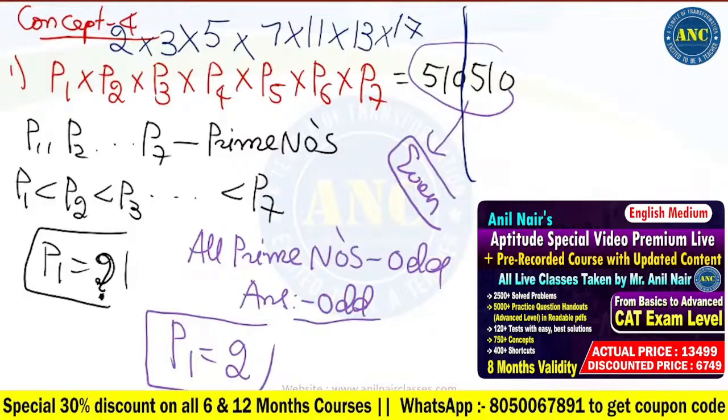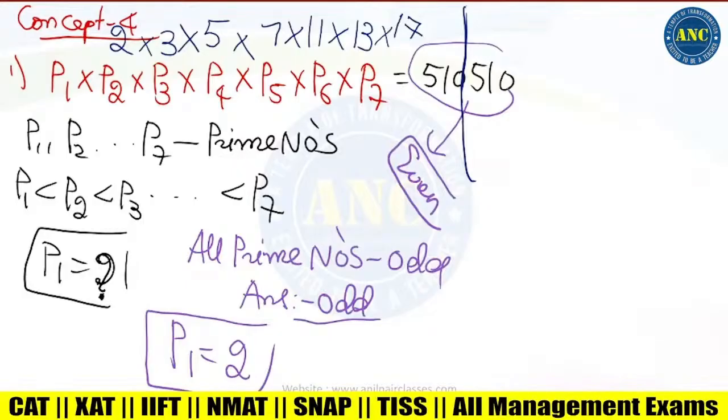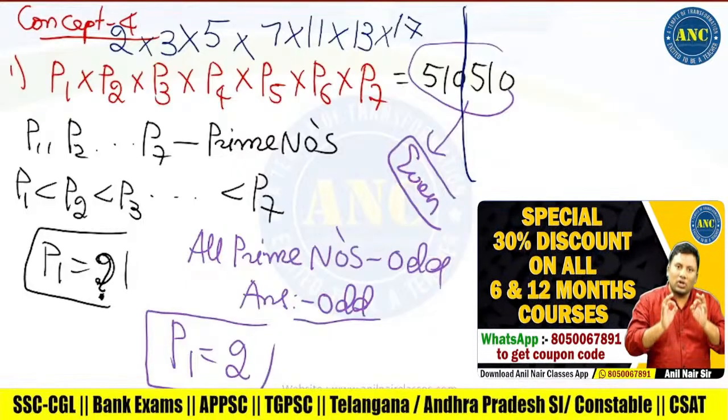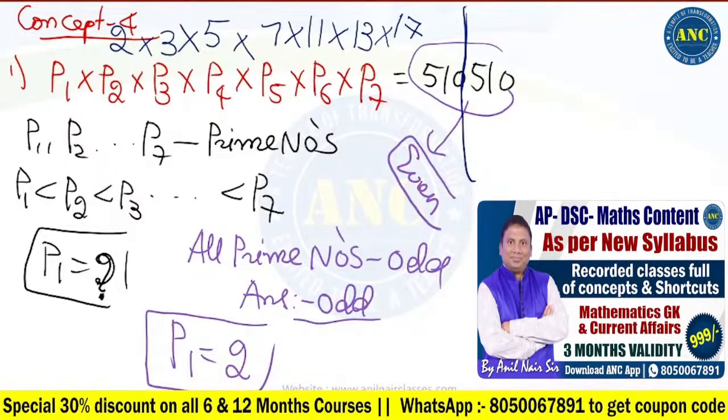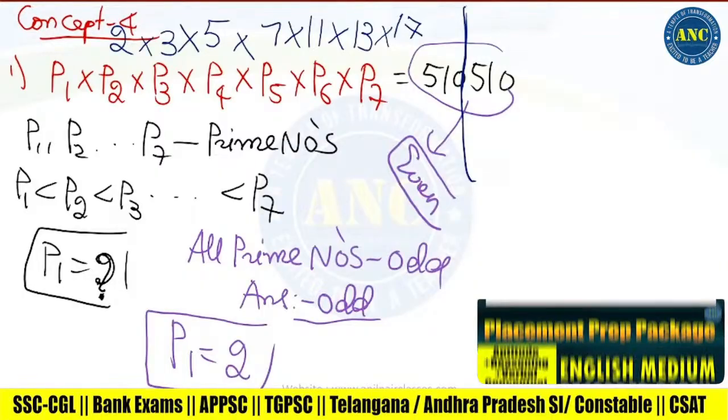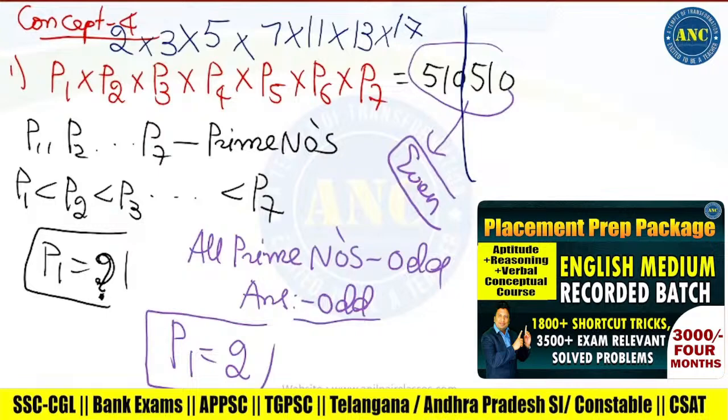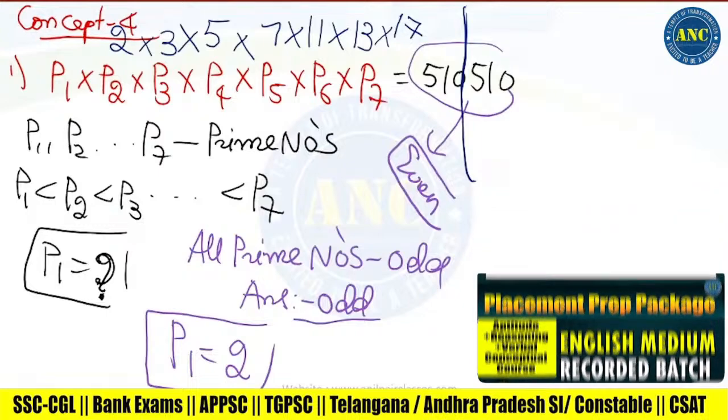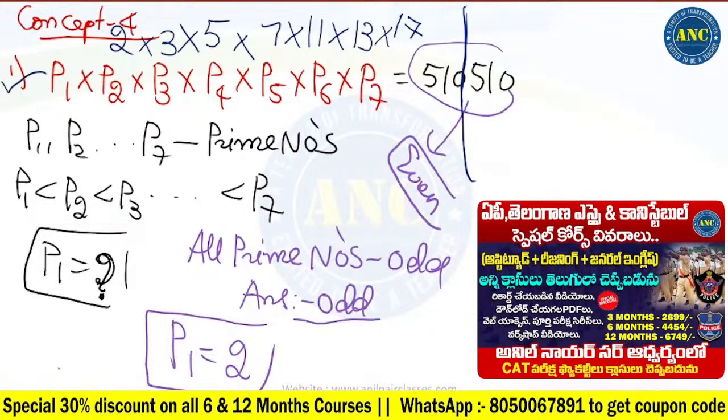So we got the answer as 2, 3, 5, 7, 11, 13, 17. I hope it is clear. Just by looking at the question, you can find out the values of P1 to P7 if you know the divisibility rules of some selected prime numbers. Concept number 4, I hope it is clear. First problem. Second one.